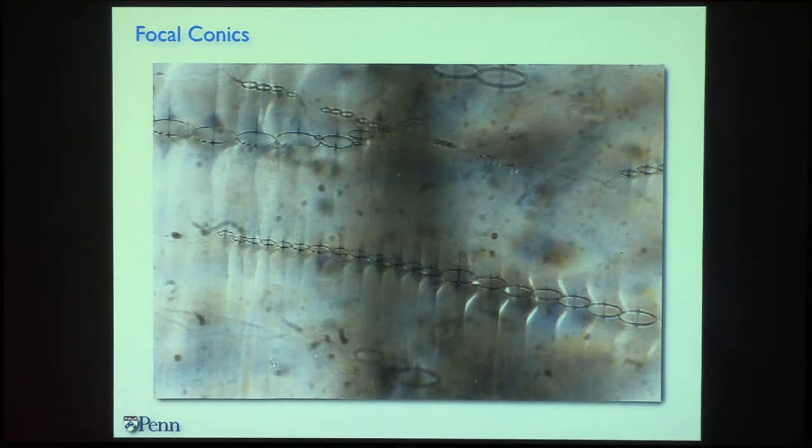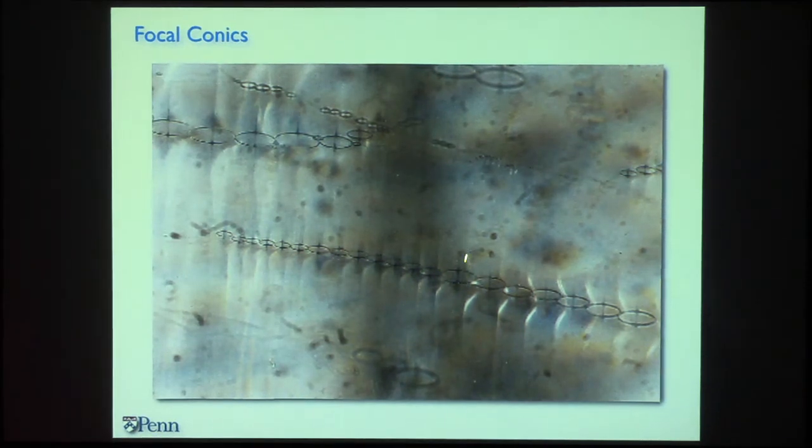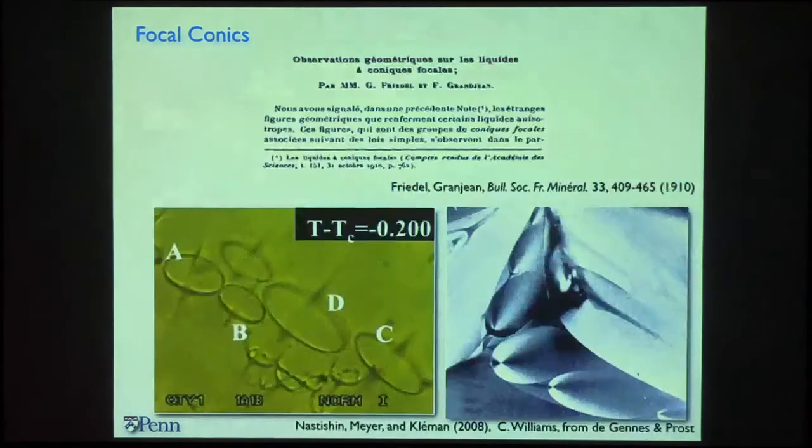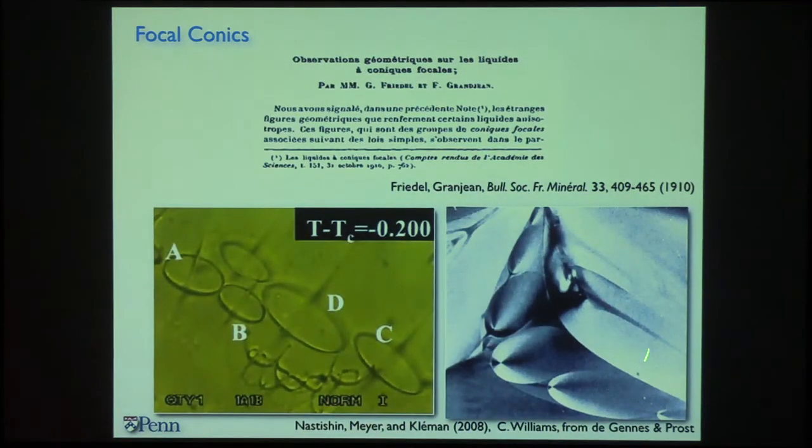And so, here are these focal conic domains. Here are these ellipses, a chain of ellipses. And if you look carefully, you see lines going through them, which turn out to be hyperbolas going through them, or in this case, it's degenerate. It could be a chain of circles with lines going straight up and down. Why do you see ellipses? Remember, I showed you that on the first slide. Here's a more standard picture that you see in every book. Here's a better picture that has these other lines going through them. These are hyperbolas. These are ellipses. Why do you see them? And these have been seen forever, since 1910.